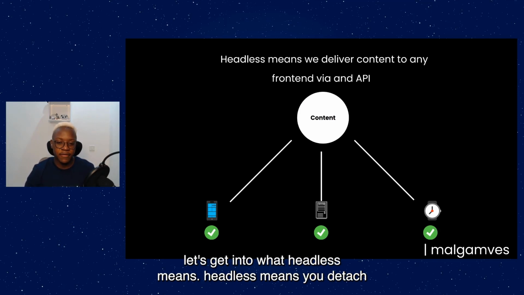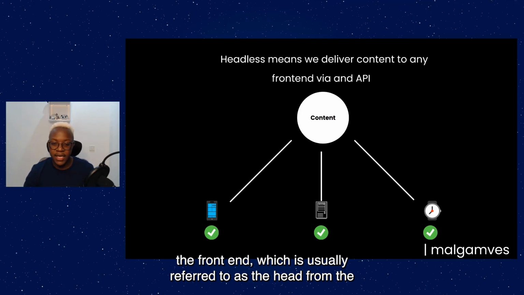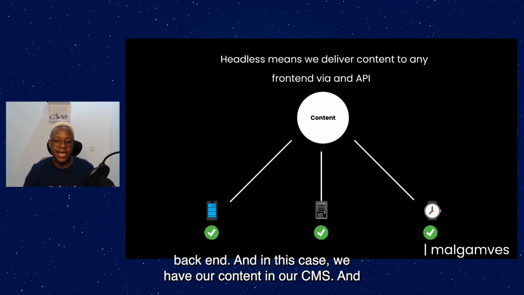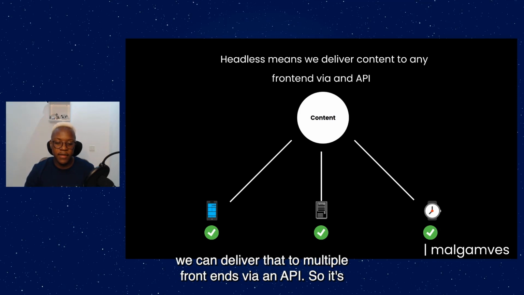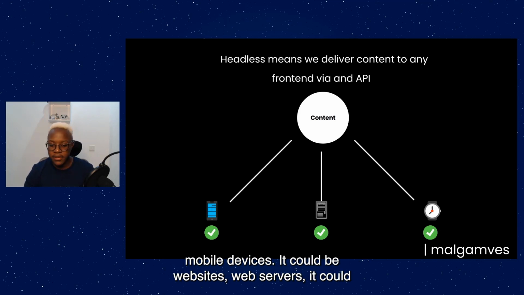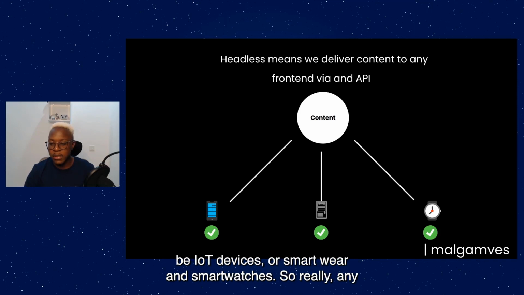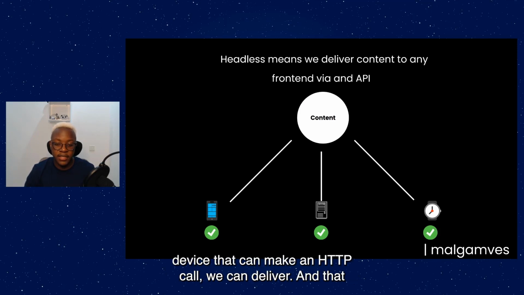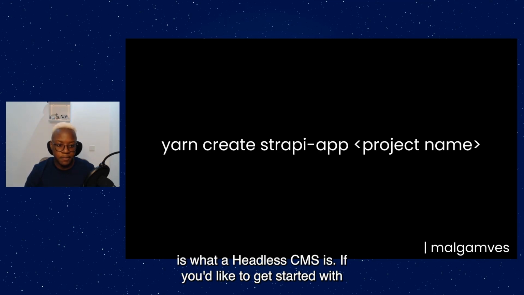Headless means you detach the front end, which is usually referred to as the head, from the back end. And in this case, we have our content in our CMS, and we can deliver that to multiple front ends via an API. So it's mobile devices. It could be websites, web servers. It could be IoT devices or smart wear and smartwatches. So really, any device that can make an HTTP call, we can deliver. And that is what a headless CMS is.